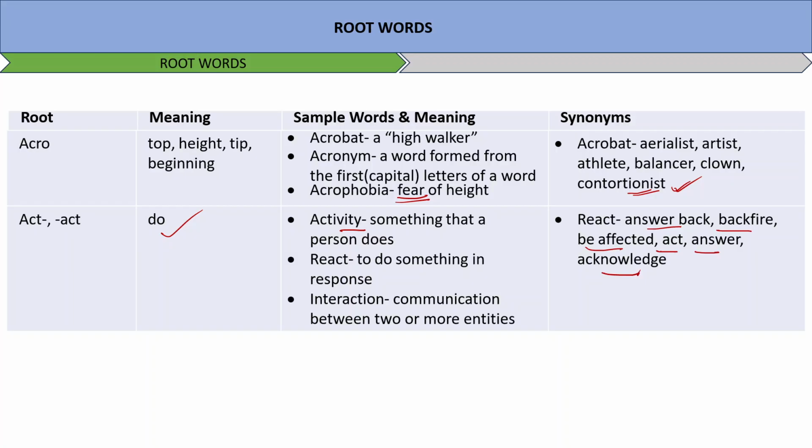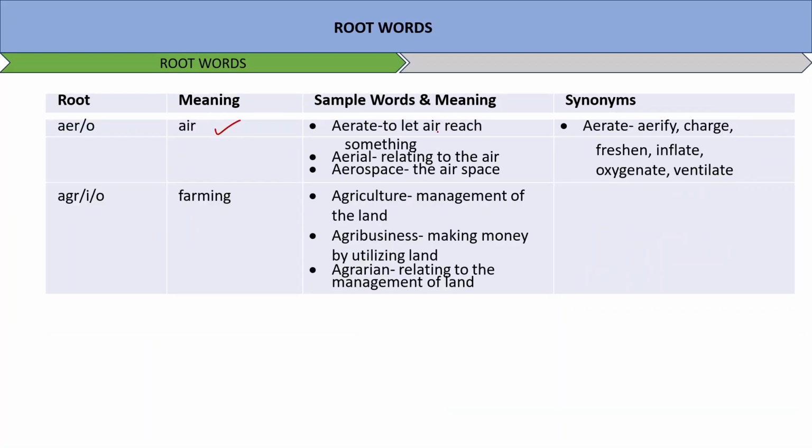Moving on. Aero basically means air. Aerate, to let air reach. Aerate also means aerify or charge. To let air reach somewhere or something. Aerial means relating to the air. Aerospace, the airspace. Freshen up, freshen, inflate, oxygenate, ventilate. These are the words which you can associate here.